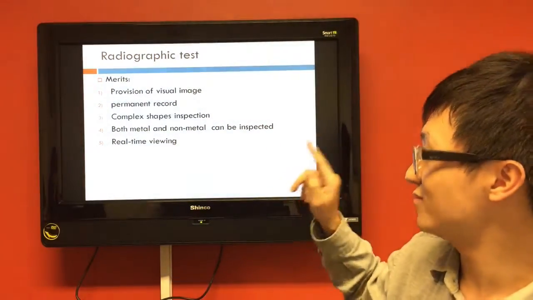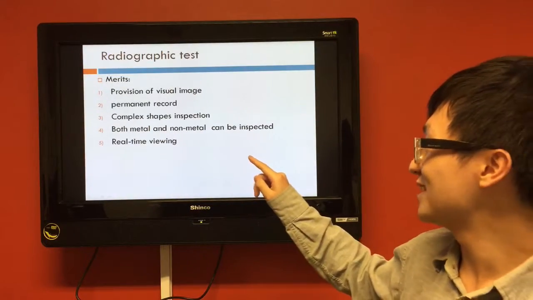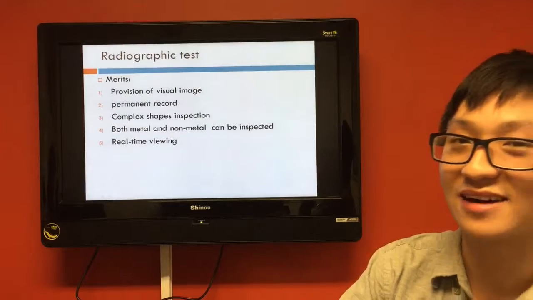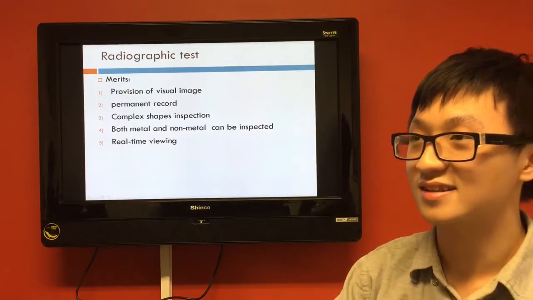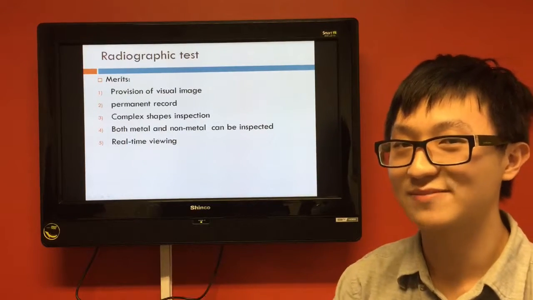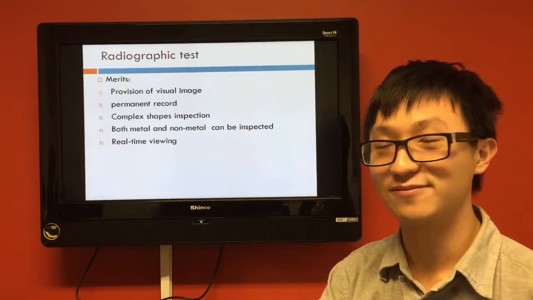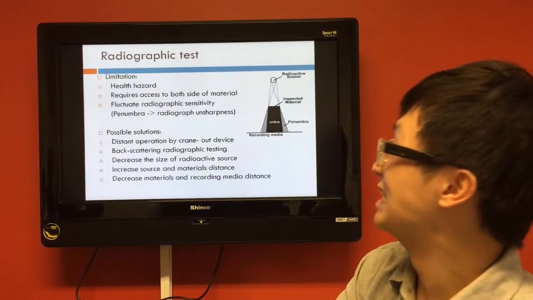And complex shape inspection is also available. And both metal and non-metal can be inspected by radiographic tests. And finally, real-time testing can be achieved by using radiographic tests and by using the new films mentioned before, which can transmit data immediately.